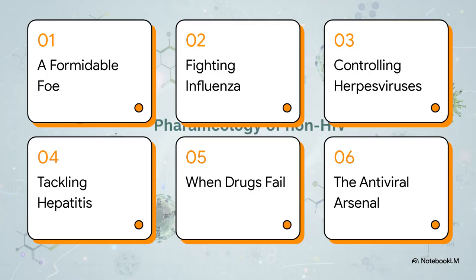So here's our roadmap for today. We'll start with why viruses are such a tricky enemy. Then we'll get into the specifics of fighting influenza, controlling those persistent herpes viruses, and tackling chronic hepatitis. We'll also cover the crucial topic of what to do when our drugs don't work anymore. And then we'll wrap up with a quick look at some other key players in the antiviral world.